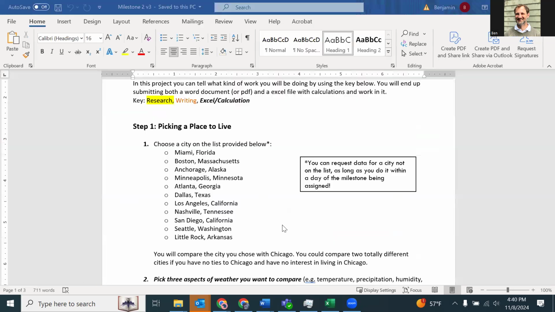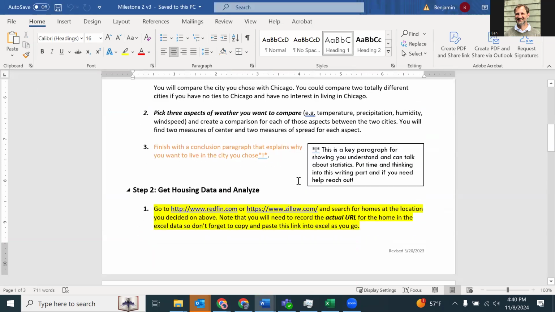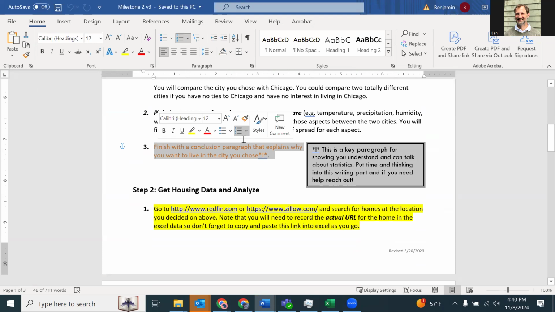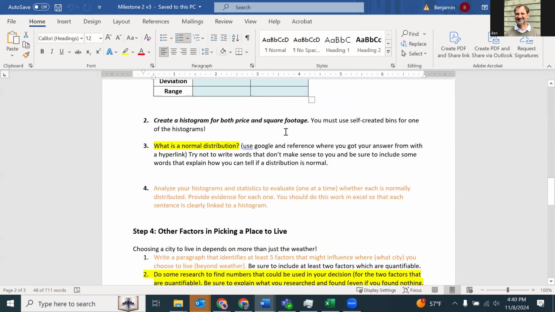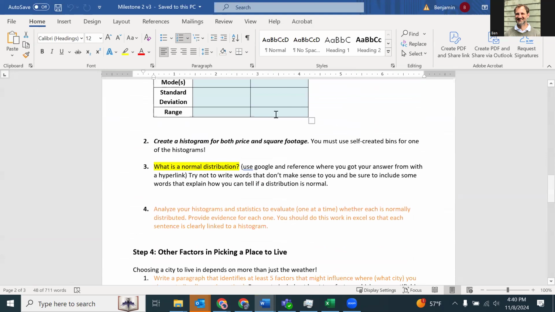Okay, go back to the Word document here, kind of catch up. Remember, this thing about the paragraph, I don't mind if you put it into the Word doc or just leave it in Excel, whichever one you want. In fact, I don't mind if you put it in the Word doc and don't put it in Excel. I'll see it either way. And okay, the end of step 2, after you've done your calculations, is the normal distribution. So this is one of your research questions.